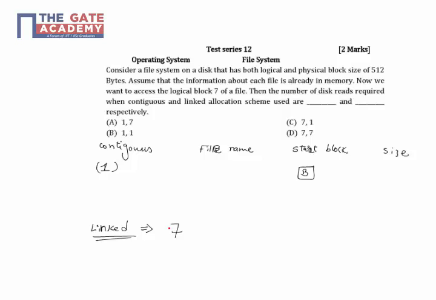So contiguous 1, linked 7, according to that option A is the correct one.